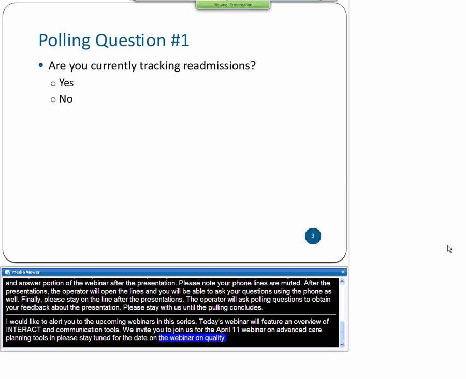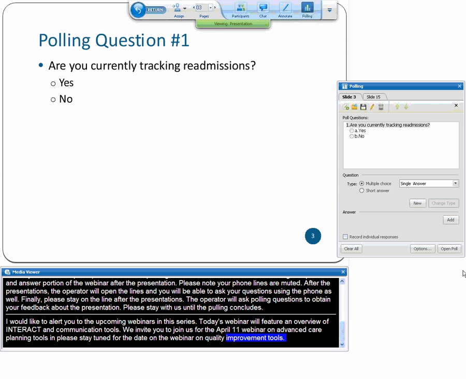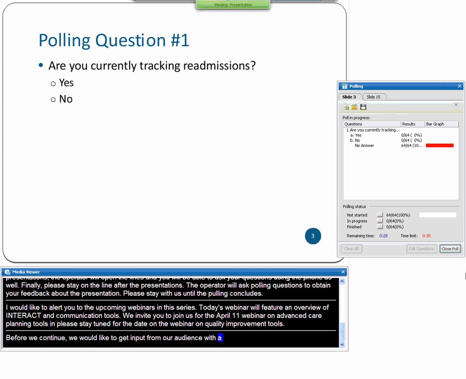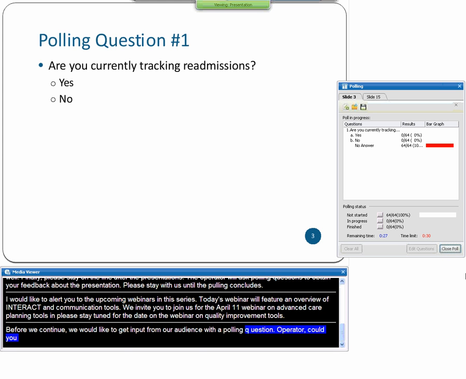Before we continue, we would like to get input from our audience with the polling question. Operator, could you please bring up the first polling question? The question is, are you currently tracking readmissions? Please select yes or no. You will have approximately 30 seconds to complete this, and we will share the results.